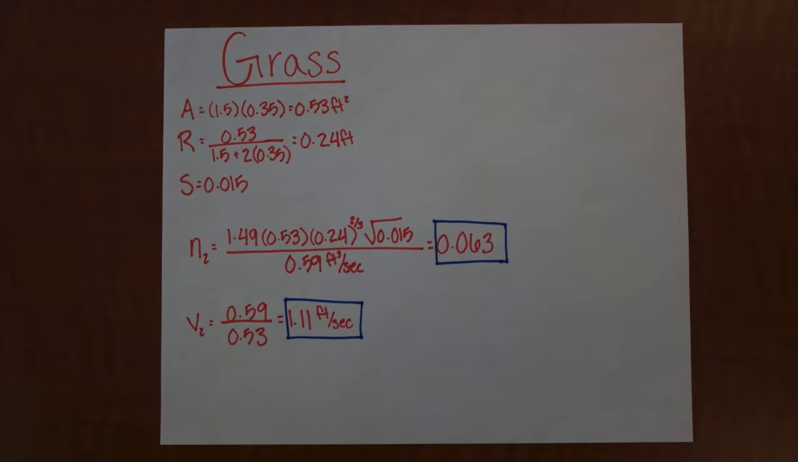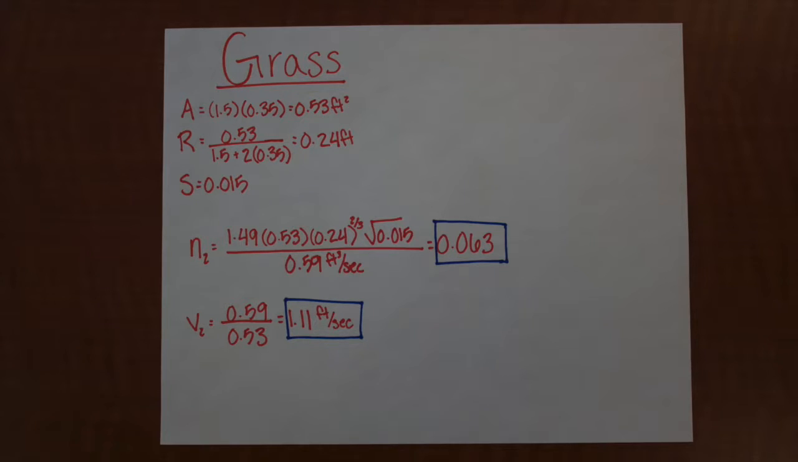Next, for the grass surface, we have an area of 1.5 feet times 0.35 feet. So our area came out to 0.53 feet squared. And our hydraulic radius came to a total of 0.24 feet. And our slope was constant throughout the experiment, so that stayed at 0.015 feet per feet. When we plugged that into Manning's equation, we got our N, the coefficient of friction, to be 0.063. And then for our velocity, we did the flow rate over the area, which came out to be 1.11 feet per second.